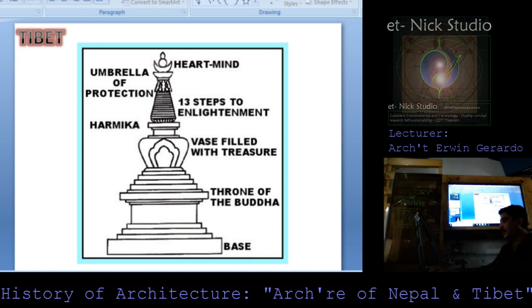This is the symbol of the umbrella of protection. Let us look at the topmost portion: heart and mind, followed by 13 steps to enlightenment. Then there is the Harmika, the vase filled with treasure, the throne of the Buddha, and at the bottom is the base.